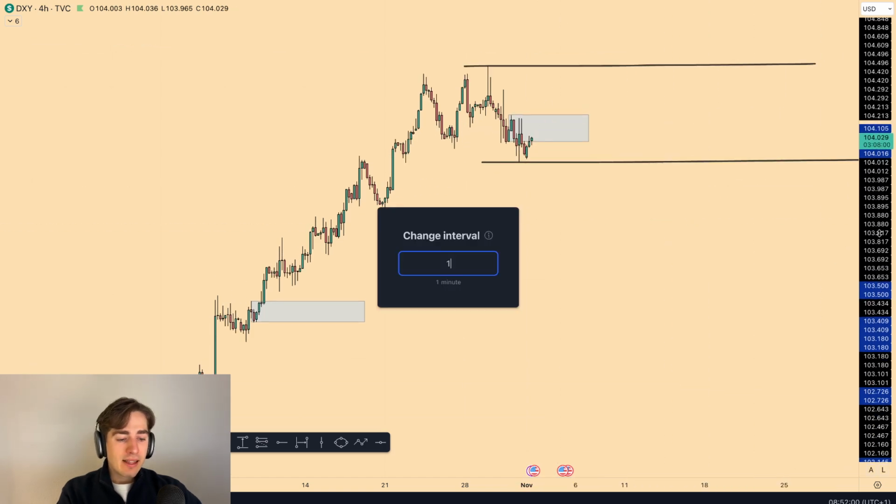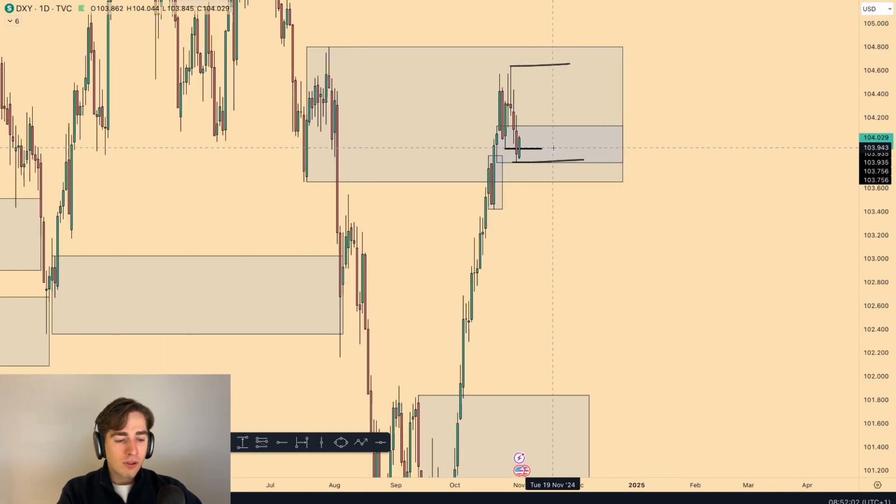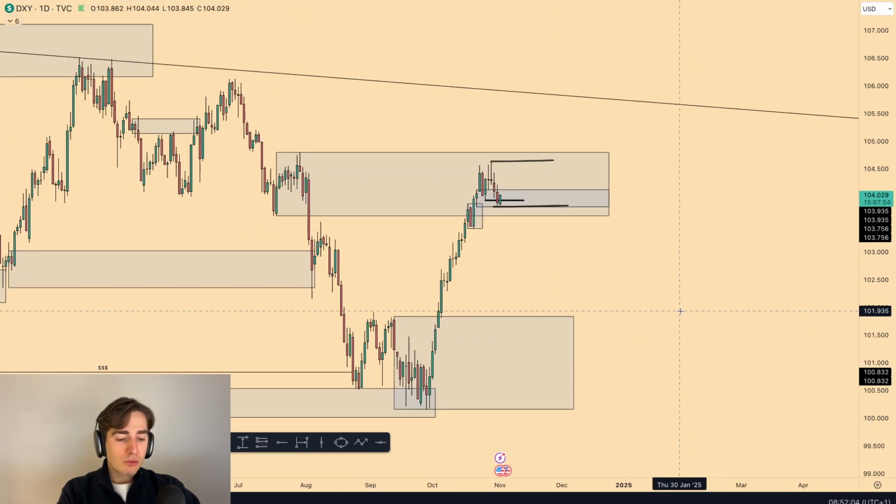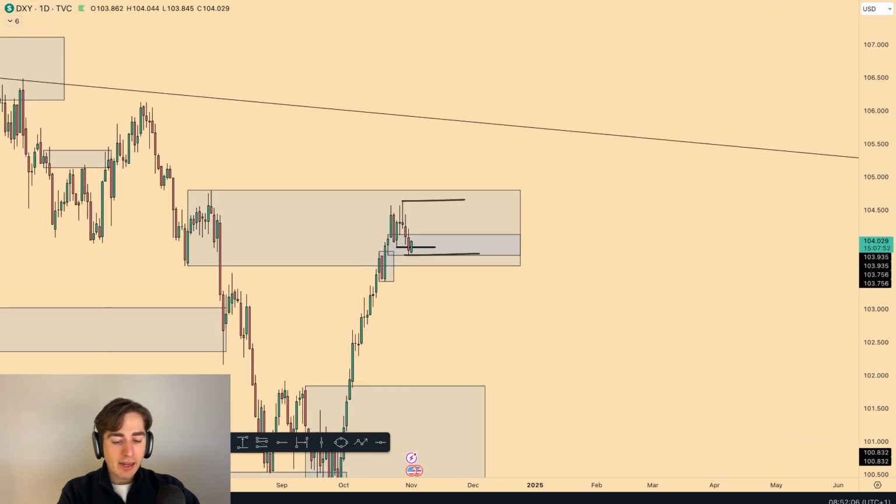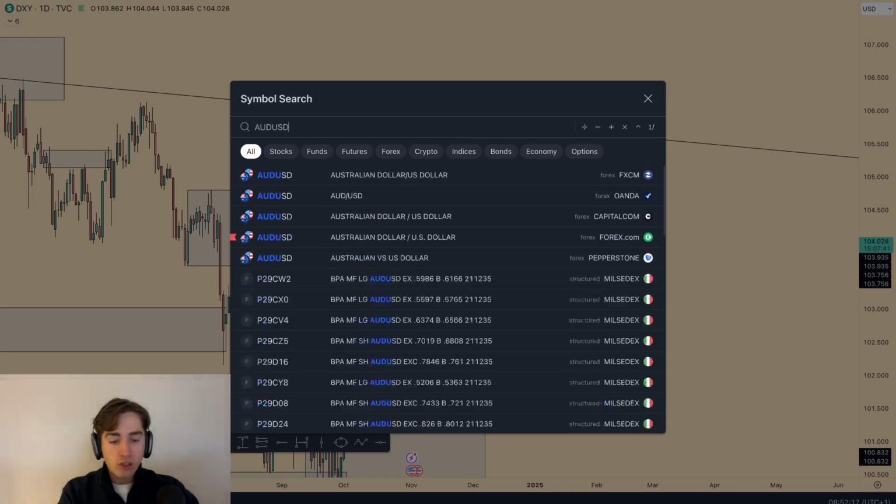It is inside that daily area of supply. The 4-hour is also not very clean, pretty choppy. Therefore, just focusing really on what the daily is doing, and the daily is telling me at the moment that supply is in control, and therefore I am not interested in taking any shorts on all those major dollar pairs that I just mentioned. Now, going into our Aussie dollar next.